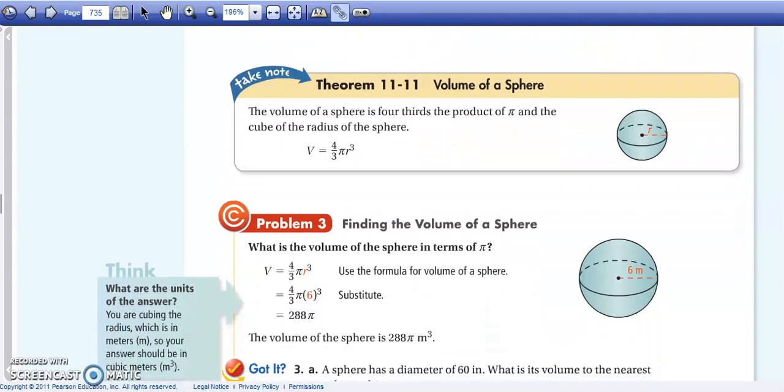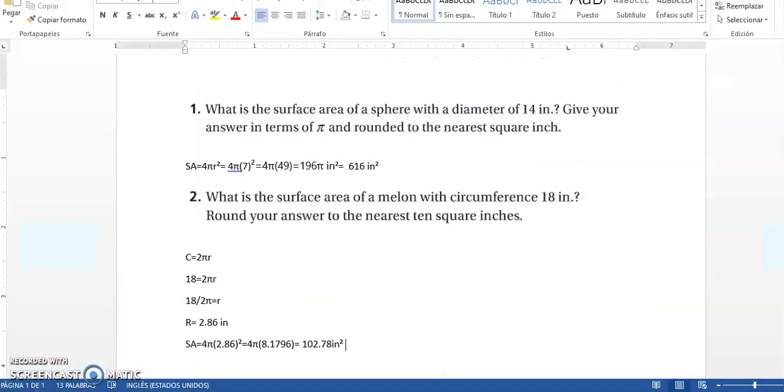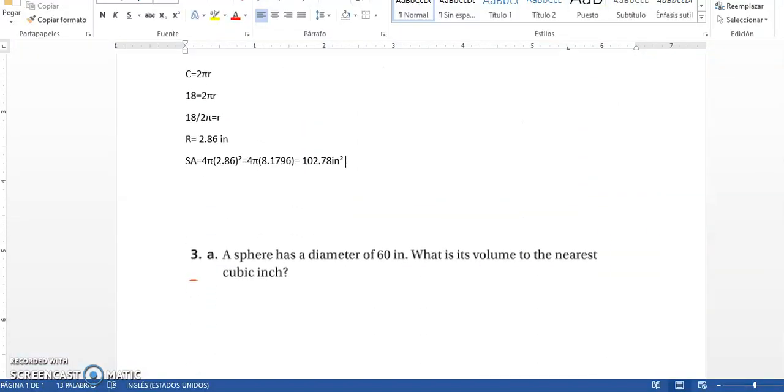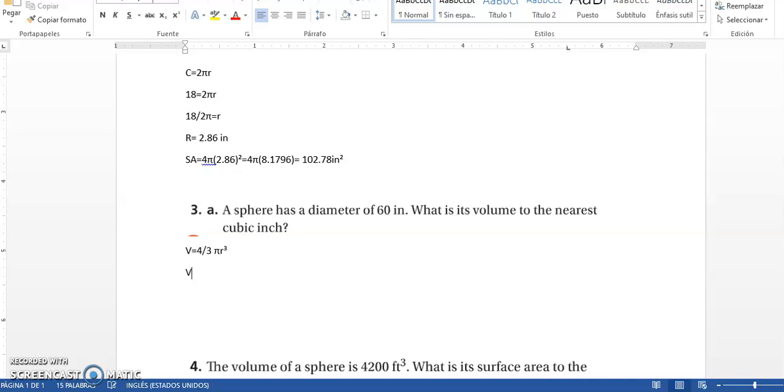Immediately we get a third power. Now this is the formula, and the first example says a sphere has a diameter of 60 inches. What is the volume to the nearest cubic inch? Let's solve. Here we have the example. Now the formula of the volume of the sphere is 4 divided by 3 multiplied by pi times the radius to the third power.